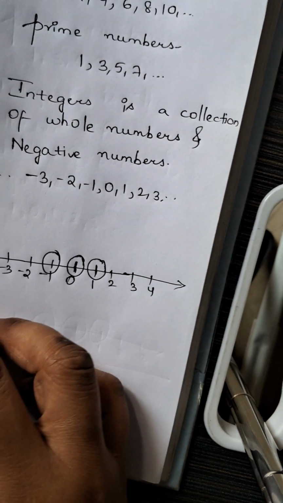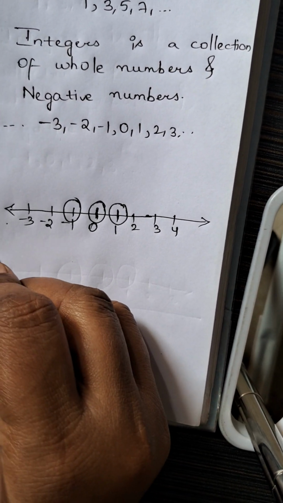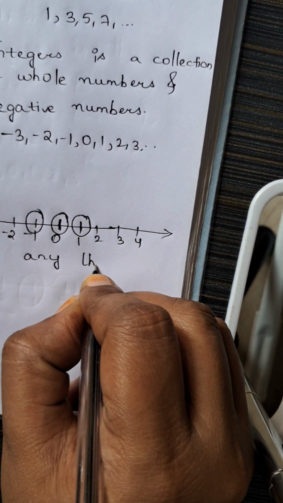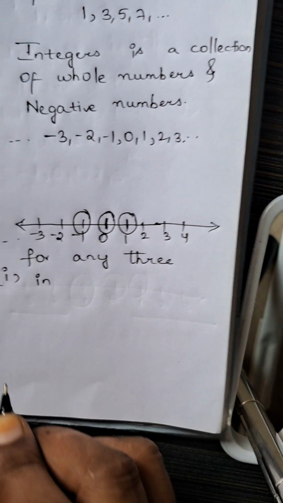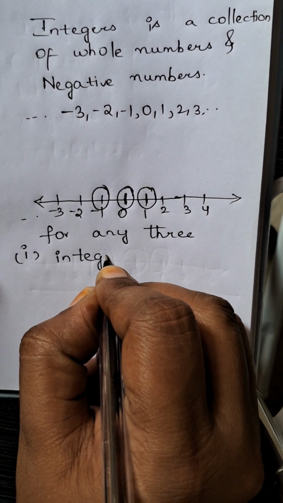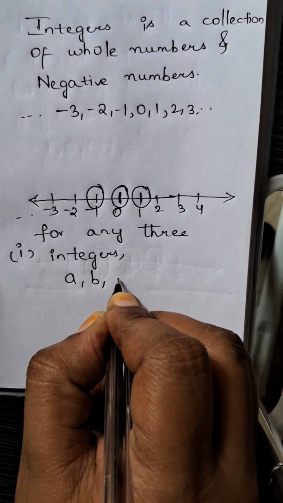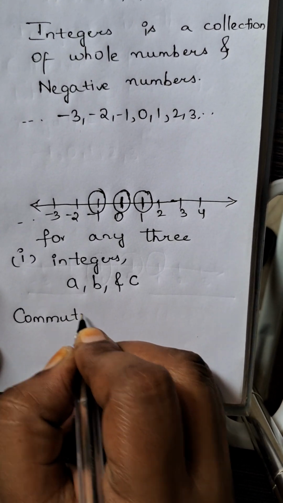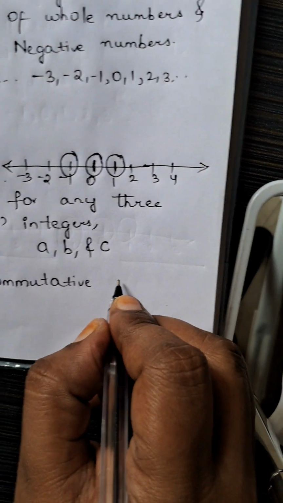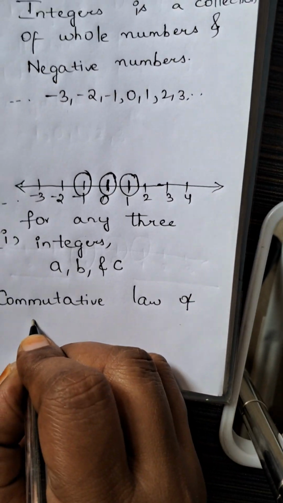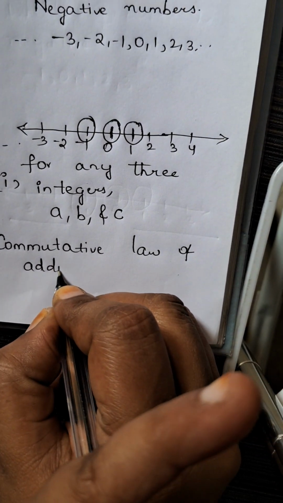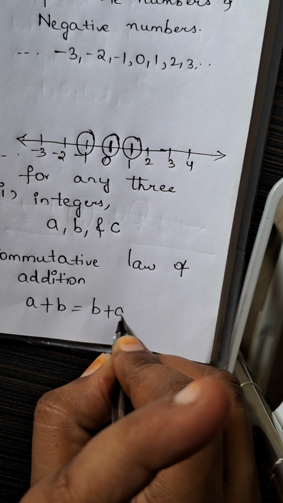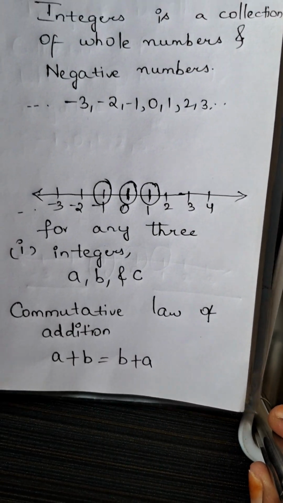Next, we have some properties of integers. The first property, for any 3 integers A, B and C, is the commutative law of addition. A plus B is equal to B plus A.